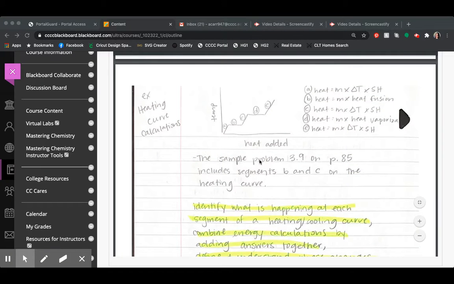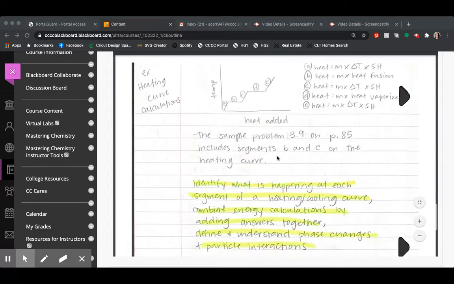There is a sample problem on page 85. It's sample problem 3.9. This problem includes segments B and C on the heating curve, and then you'll see how they solve the formula for B, they solve the formula for C, and then they add their answers up, and that's the total amount of heat needed to solve that problem.